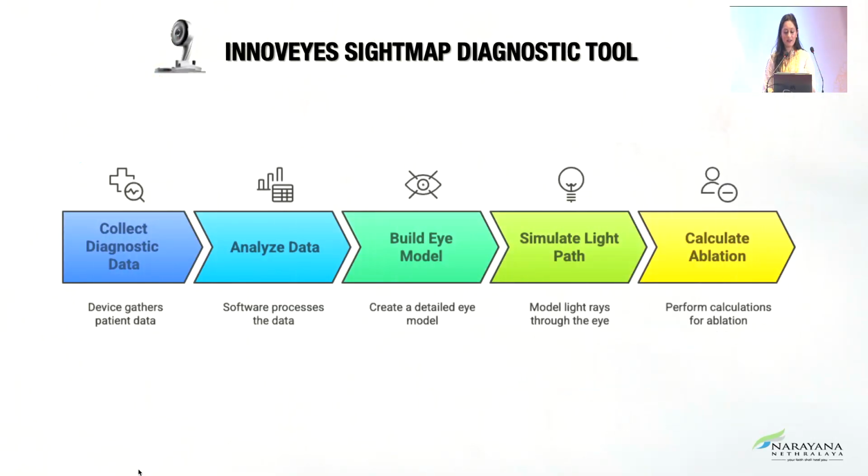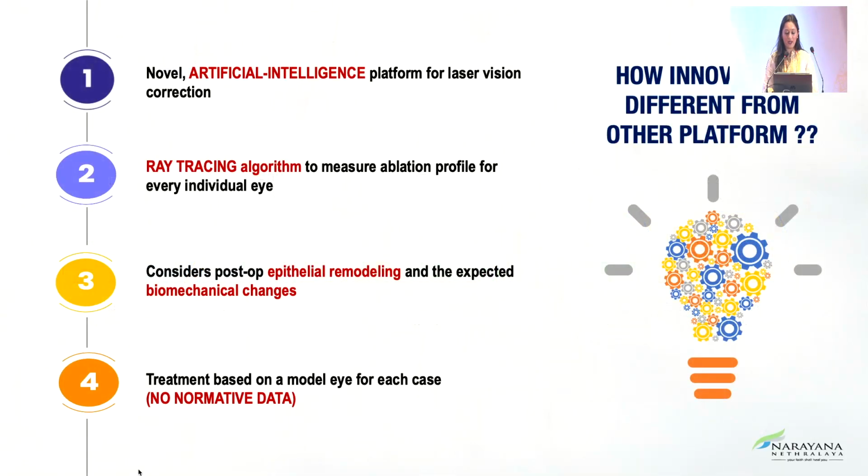Now, how does this InnoVise Sight Map diagnostic tool work? It collects the entire diagnostic data, including the patient data, and then the analysis happens based on software processing. Then it creates a detailed eye model, a 3D model which has all the information, and that's how it calculates your ray tracing aberrations and models light rays through the eye to help us have the perfect calculations for the aberrations based on each of these values.